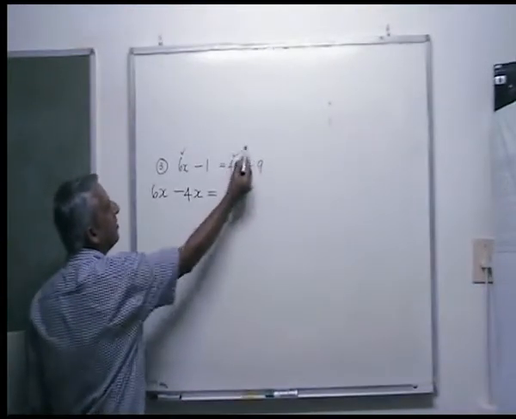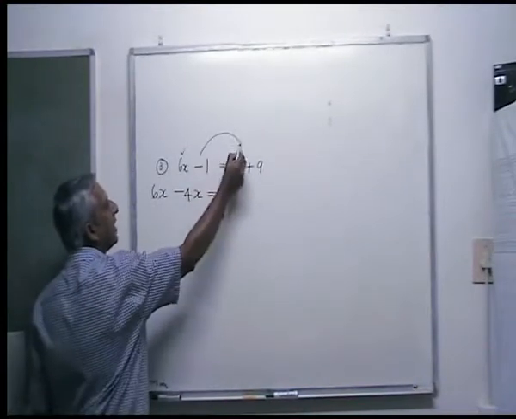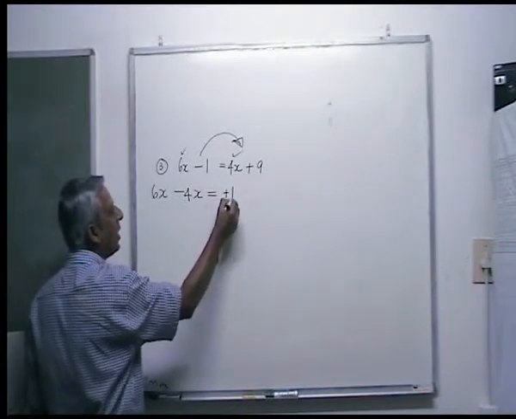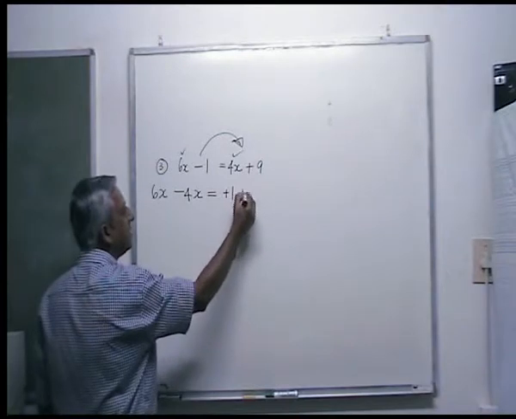So we finished with that, and we finished with that. Now we're going to take the -1, we want to take it on to the other side. So the -1 will become +1. We are transposing the -1. Plus 9.